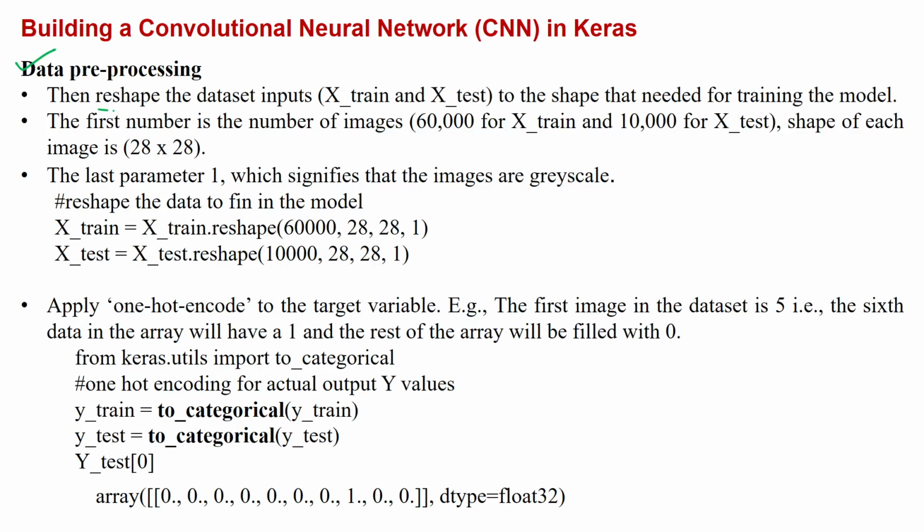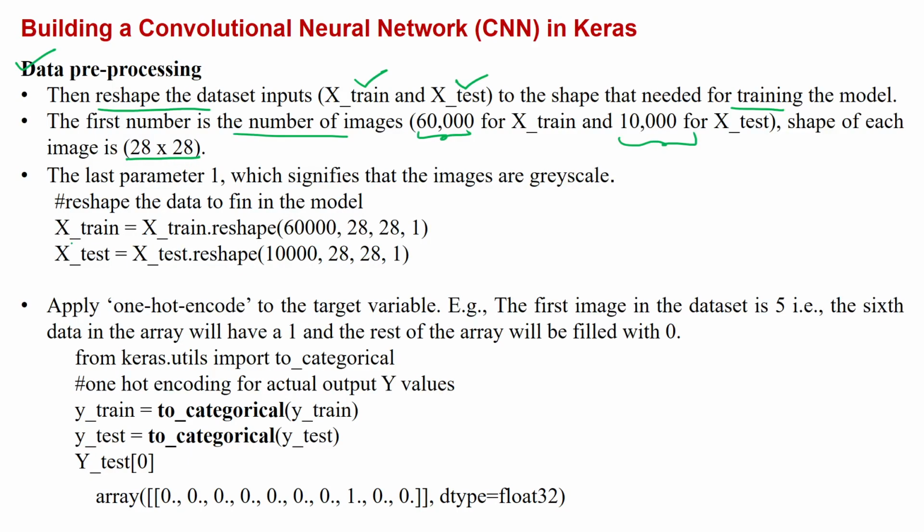The third step is data pre-processing. We are going to reshape the training data set x_train, and the testing data set, which is used to test the model. Here we are going to mention the argument with 60,000 images for x_train and 10,000 images for x_test, and the shape of the image is 28 by 28.